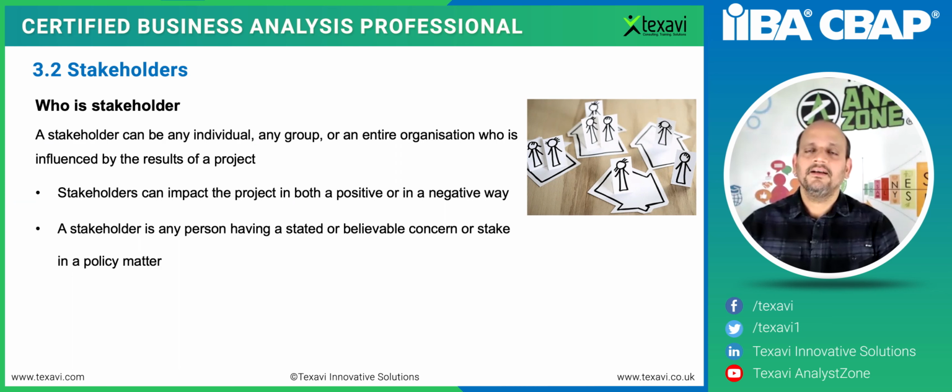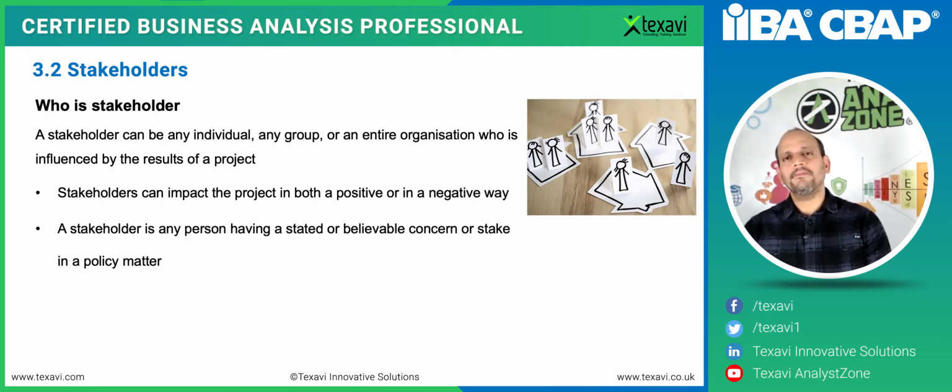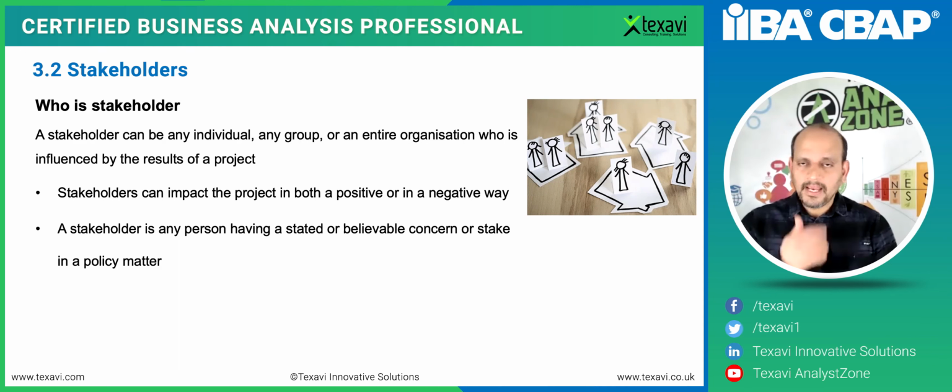This particular organization, unit or individual would be influenced by the results of the project, by the outcome that we're going to deliver. So they're going to be influenced by that, either directly or indirectly. Sometimes it's direct, sometimes it's rather indirect. And the impact could also be in different ways.